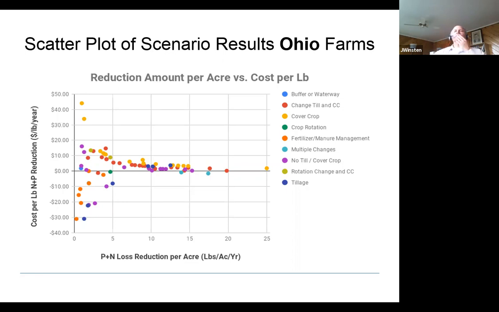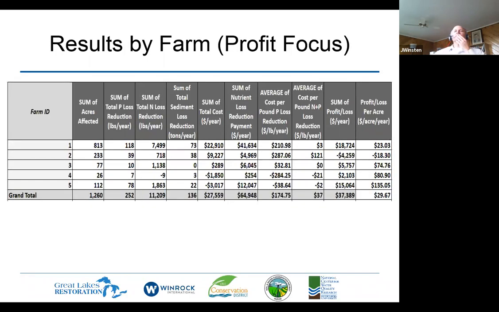The tool created for the Ohio project can do lots of analysis for us, which is very helpful. This just looks at, so 5 farms, we can list them out and see what their numbers look like.